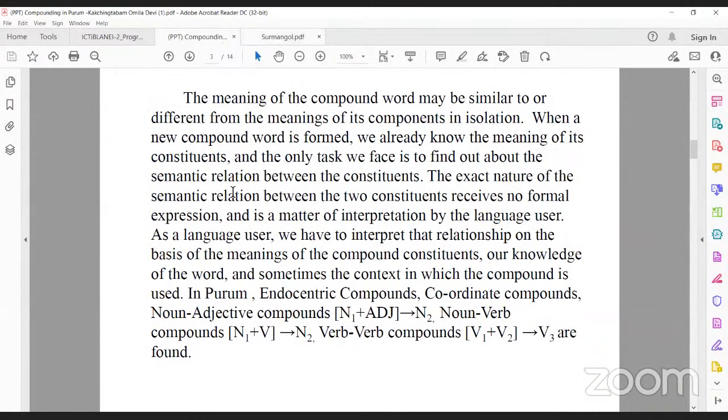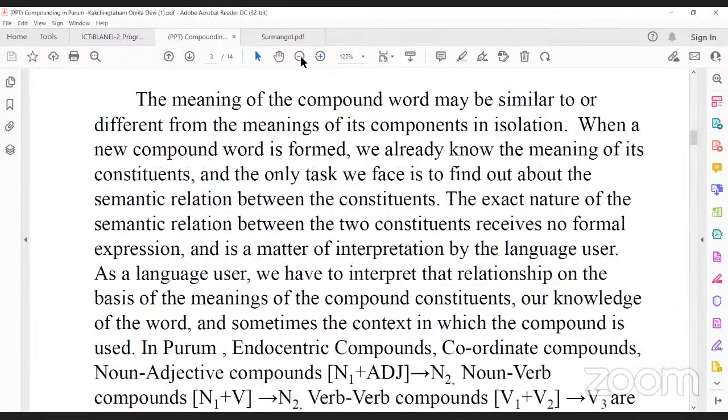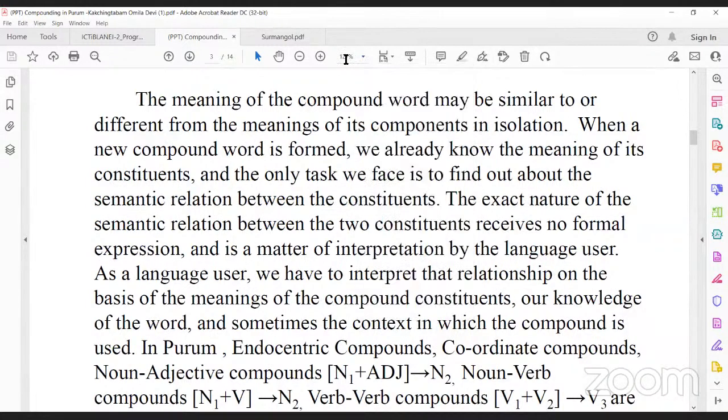Okay, sir. The meaning of the compound word may be similar to or different from the meanings of its components in isolation. When a new compound word is formed, we already know the meaning of its constituents, and the only task we face is to find out about the semantic relation between the constituents. The exact nature of the semantic relation between the two constituents receives no formal expression and is a matter of interpretation by the language user.